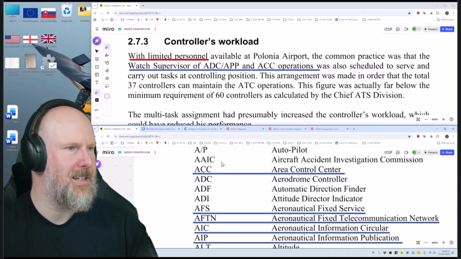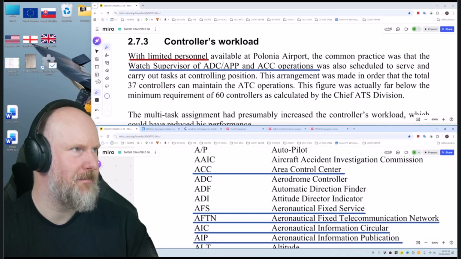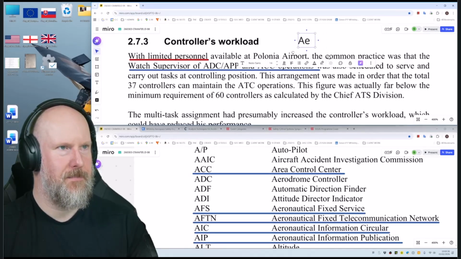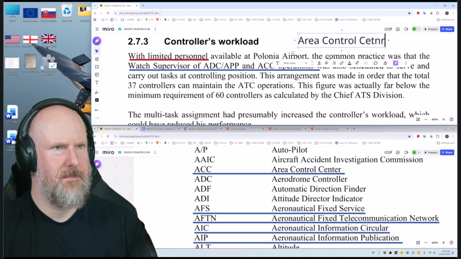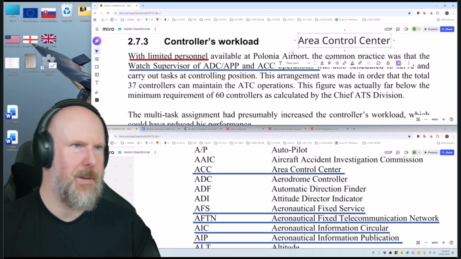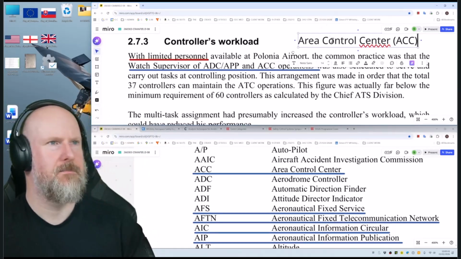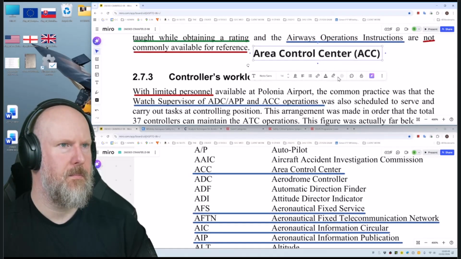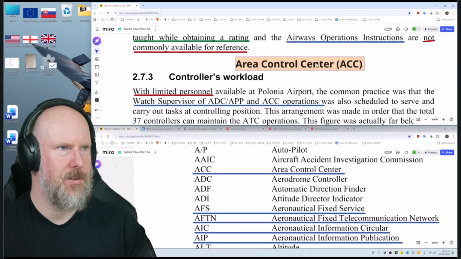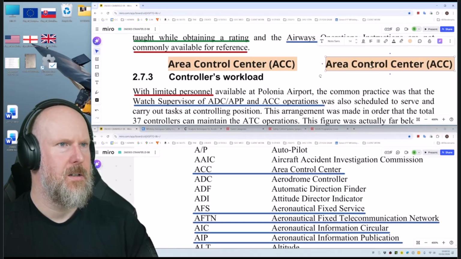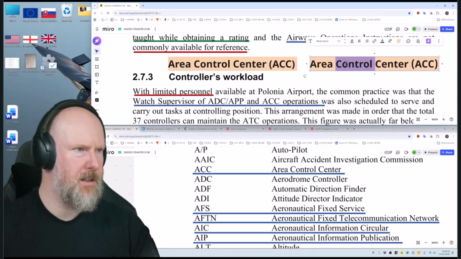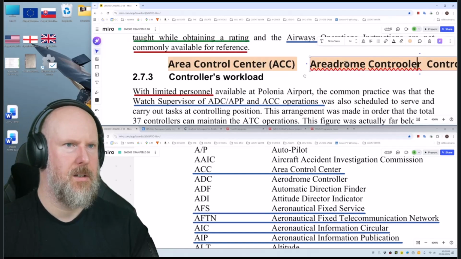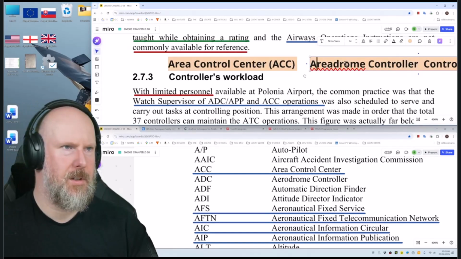There we go. ACC is Area Control Center. So let's put that in there. Area, can't spell, Control Center. And it's an American spelling, so we're going to do that. ACC. I'm going to give that a light colour. There we go. Area Control Center. And the ADC is Aerodrome. Oh, it is Aerodrome Controller. So that's the controller themselves.